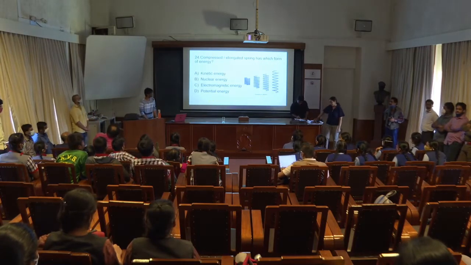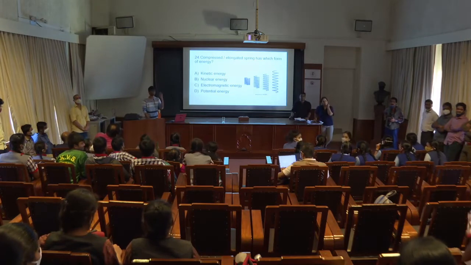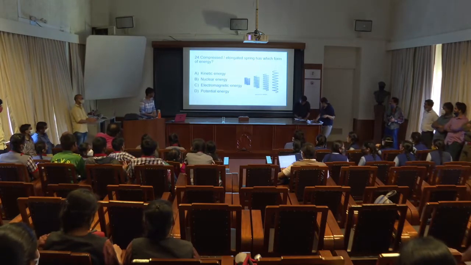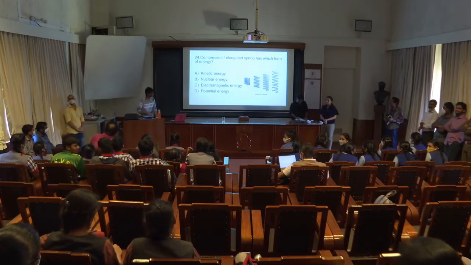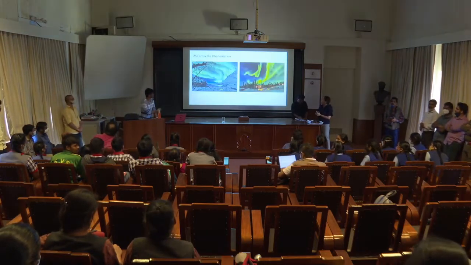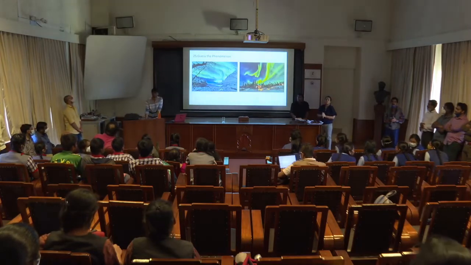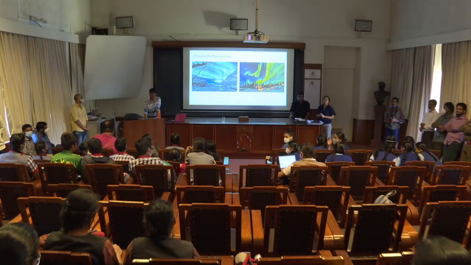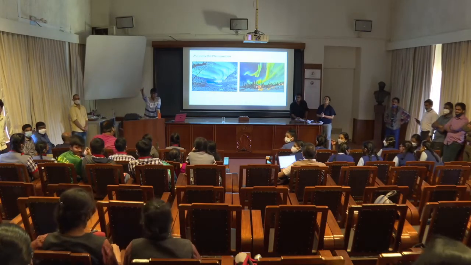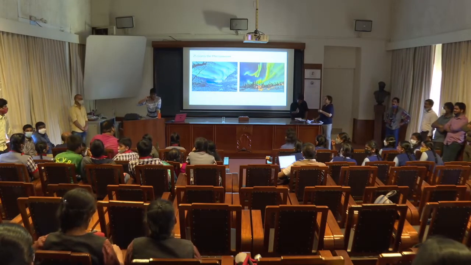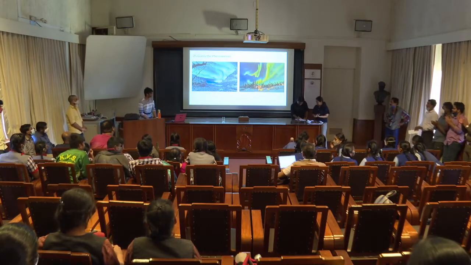Compressed or elongated spring has which form of energy? Correct. The next question to team C. That's the potential energy. Guess the phenomenon. Team C. Aurora formation. Correct. Aurora formation.